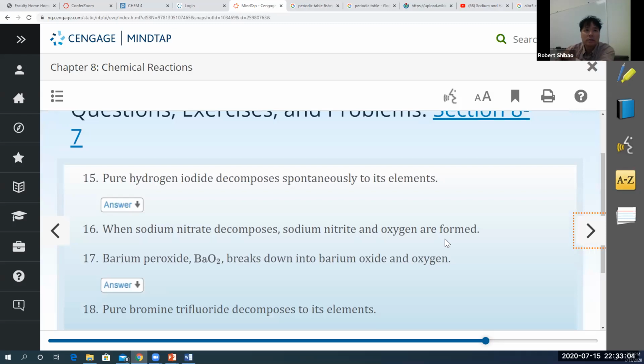Okay, next let's take a look at some of these other ones here. Those were combination type reactions, or combining things. These are going to be decomposition reactions where we kind of break things apart. So pure hydrogen iodide decomposes into its elements. Decomposition might go to elements. It could go to different compounds, maybe more stable compounds.